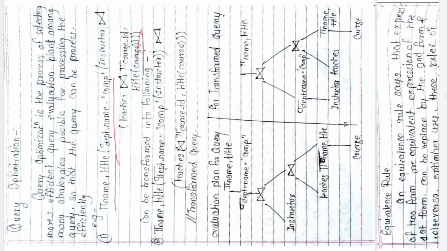You can see here, this particular part, department name equals computer, right? And that is joined with instructor. So here I have instructor, and again I have a join, and that join is with teaches, right? And again it is going to join with the projection of name and title, which I am going to select from the course. So there are two joins. You can see the first join here, and the second join here.